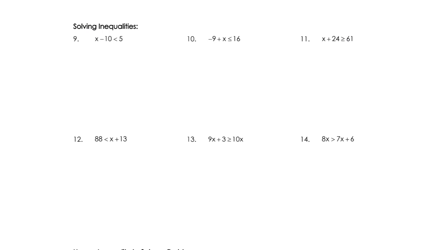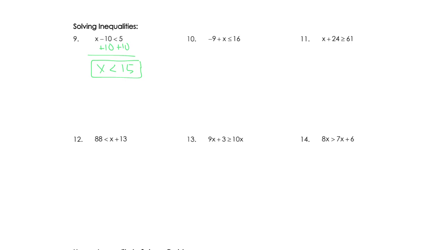Alrighty, looking at page 2 here, we have 9 through 14, solving inequalities. So we're trying to get X by itself. On number 9, I see X minus 10 is less than 5. So in order to get rid of that minus 10, I need to add 10 to both sides. Remember, we're still doing inverse operations or the opposite. So then I would have X is less than, the one that looks like an L, 15, and that would be our final answer.